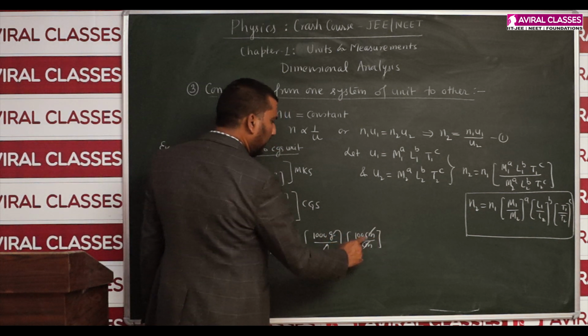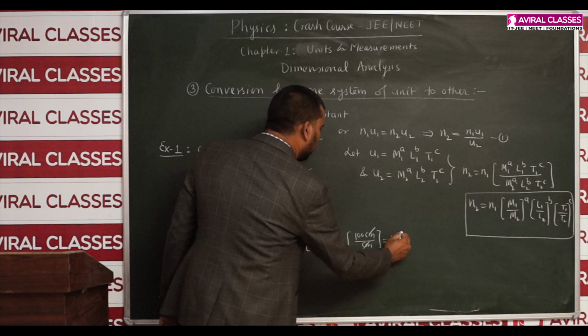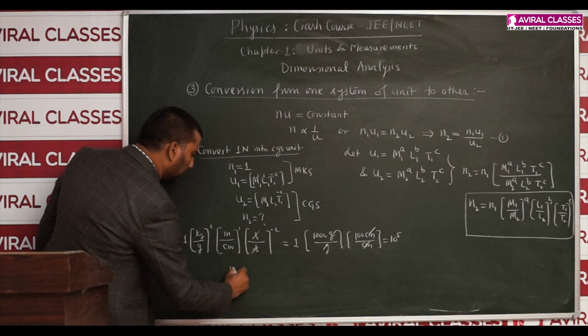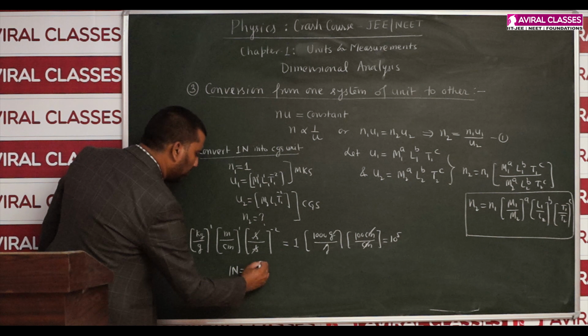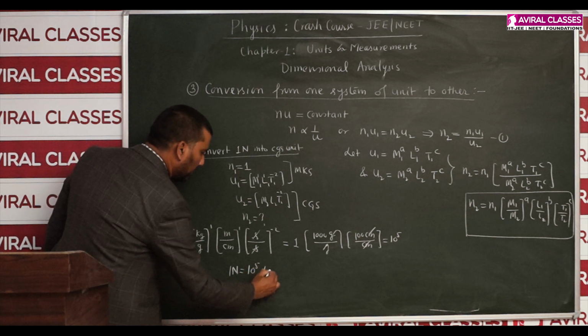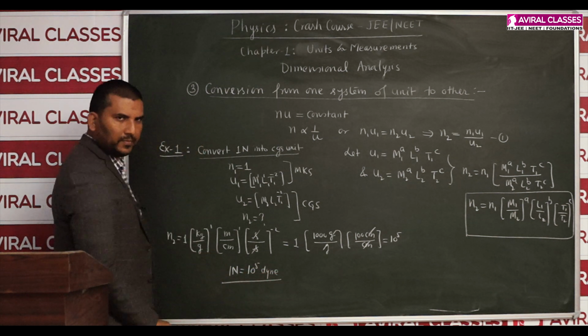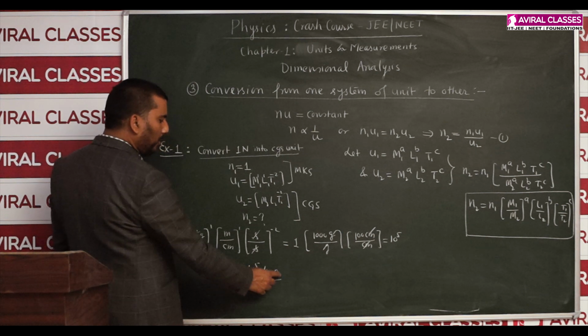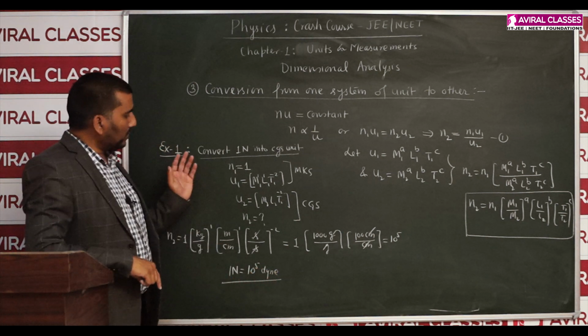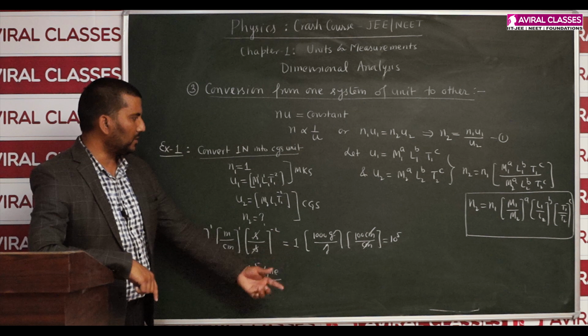10 to the power 3, 10 to the power 2, it is 10 to the power 5. So 1 Newton is equal to 10 to the power 5, and here it is dyne. CGS, or if you don't know the unit of force in CGS, you may write CGS unit.